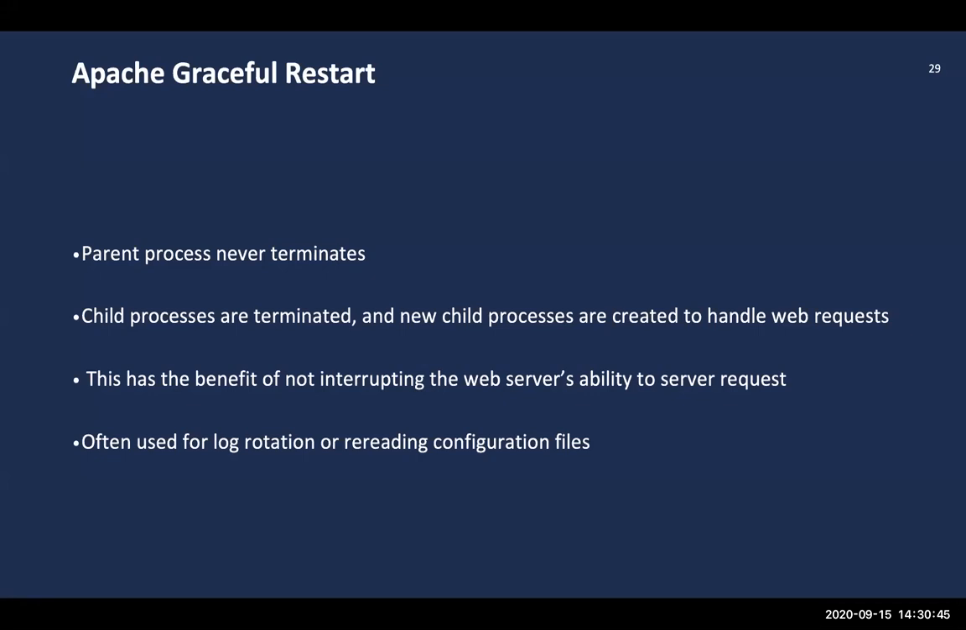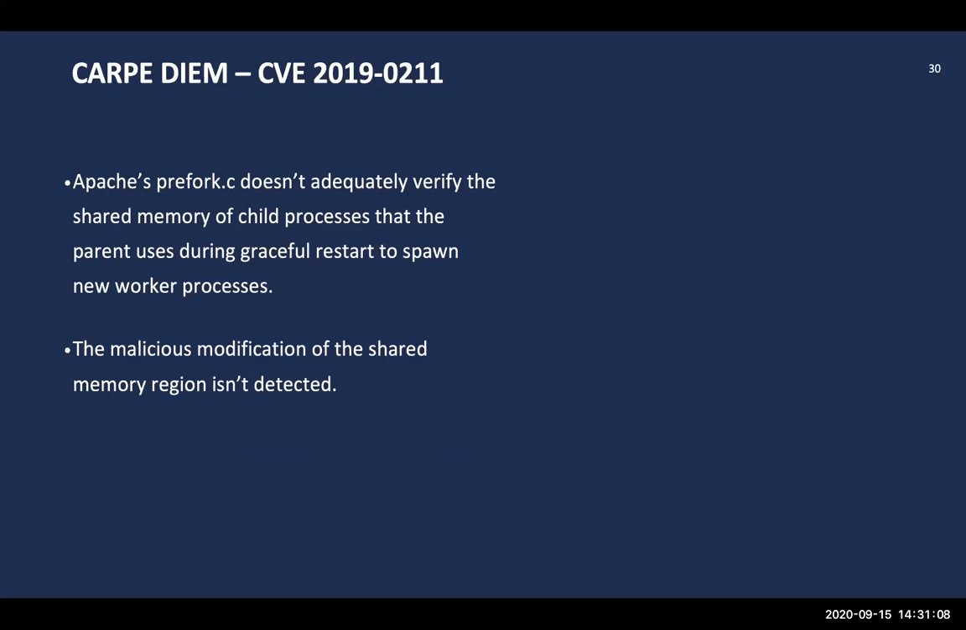Now, if we had our PHP use after free and the system was configured to not do a graceful restart, but to just do a hard restart daily, the CARPE (DIEM) exploit would not be applicable and wouldn't work. So keep that in mind as you go through. This is only possible because Apache does a graceful restart once a day, triggering the vulnerability here. What happens with the CARPE (DIEM) side of the exploit, the Apache side, is Apache's prefork.c, which is what spins up those child processes, doesn't adequately verify the shared memory that all the child processes were operating in to make sure that the values and data in there are valid. So when that PHP process modifies the structures in memory and then gets restarted, Apache doesn't detect that malicious modification.